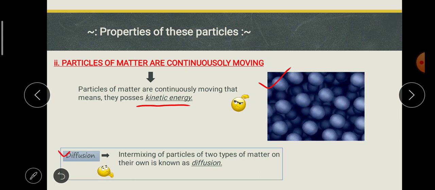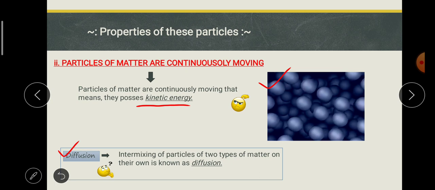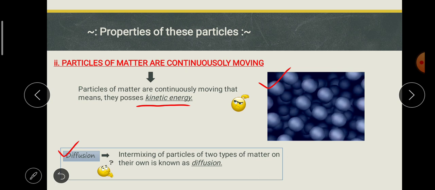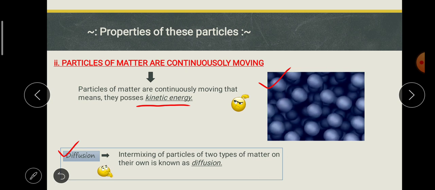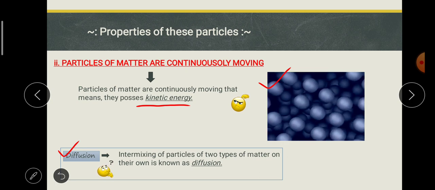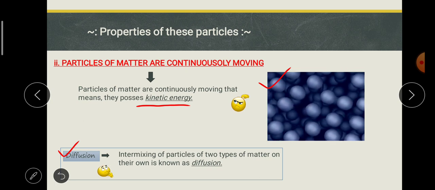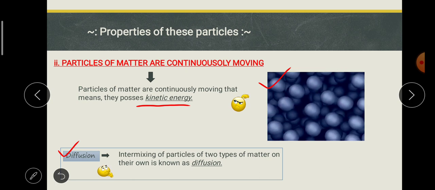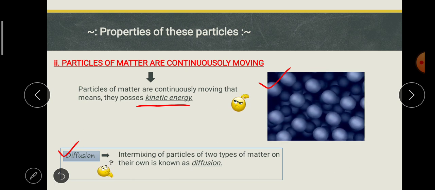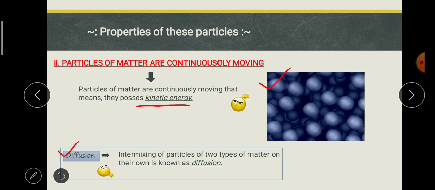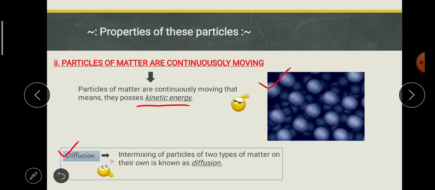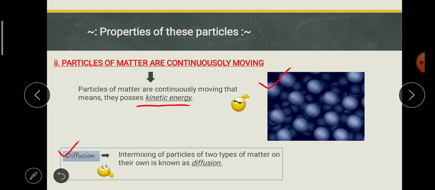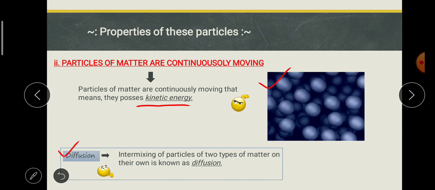Now in the chapter a term is there which is diffusion. So what is diffusion? Intermixing of particles of two types of matter on their own is known as diffusion. So the activity which we have performed, ink in water, is also an example of diffusion. There are many other examples like crystals of potassium permanganate in water, sugar in water, salt in water, etc.